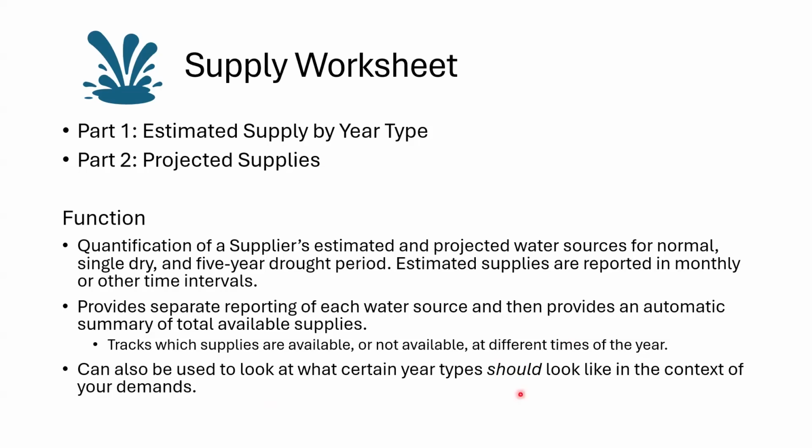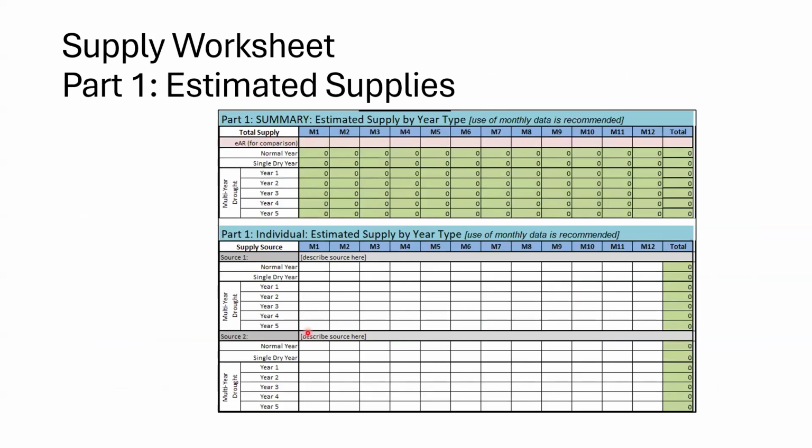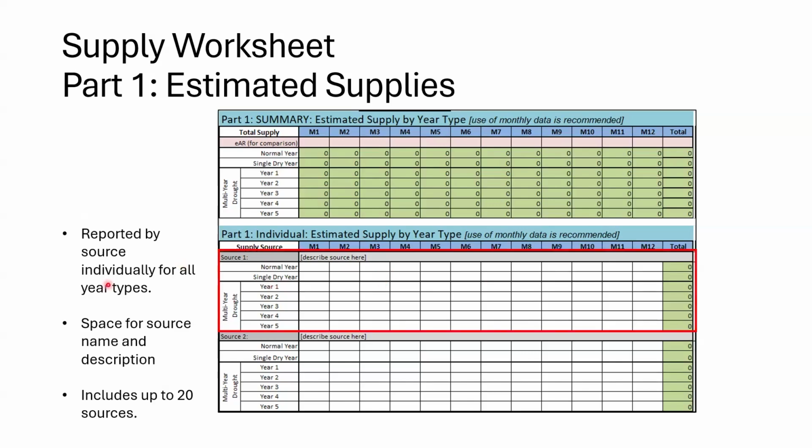All right, let's look at it. So this is a full supply worksheet. It has part one here on the left and part two. They are separated into two different parts, but let's look at a part at a time. So this is part one. Let's look at this bottom part down here first. This is individual estimated supply by year type. So you will be able to report by source as mentioned.